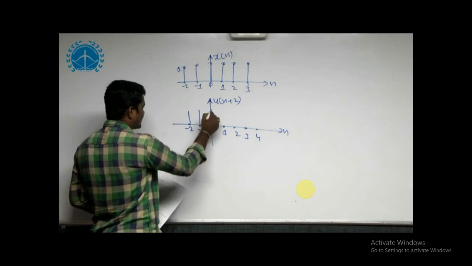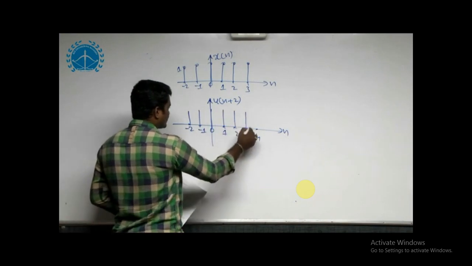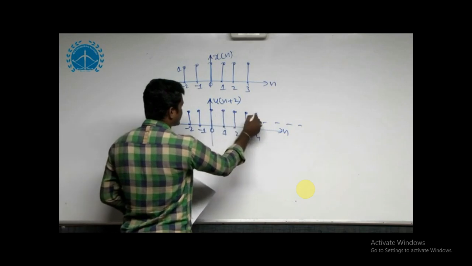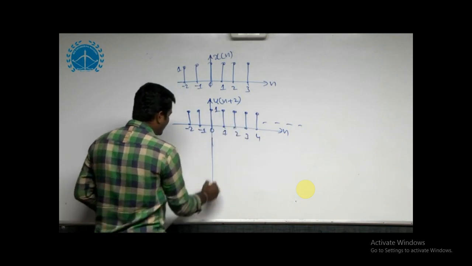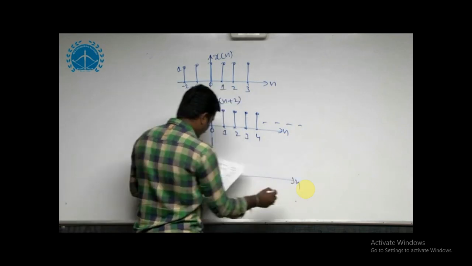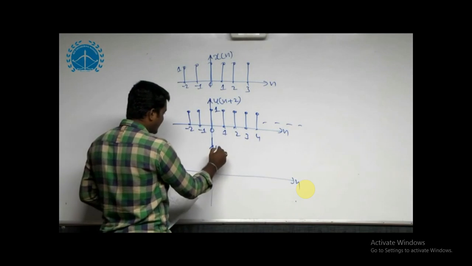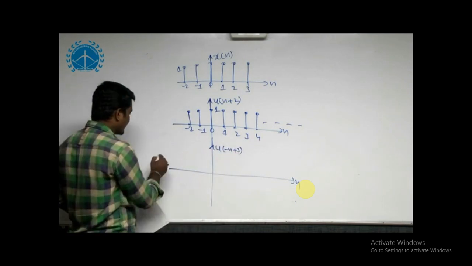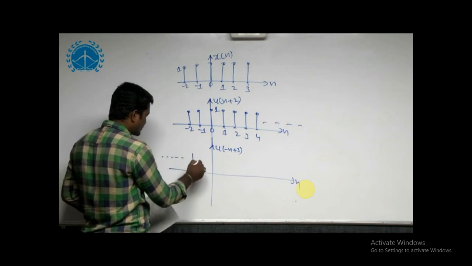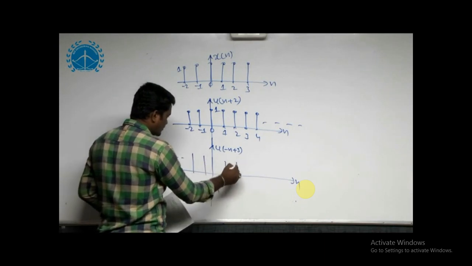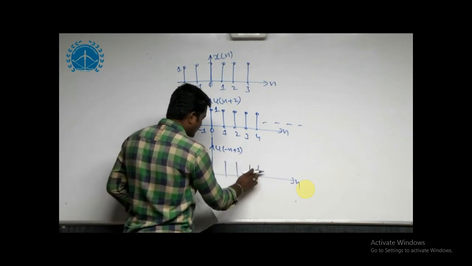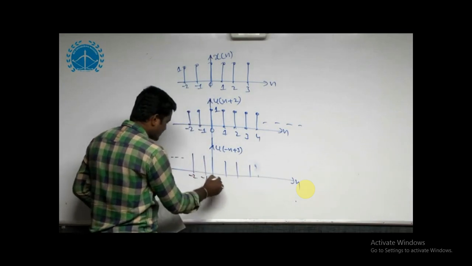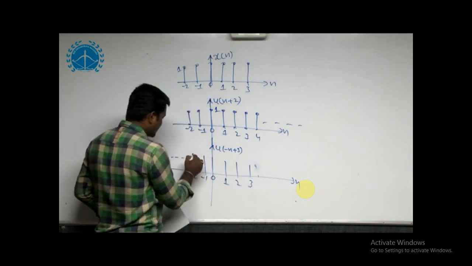So like this, up to so on. Amplitude is 1. This is u[n+2]. Next is u[-n+3]. u[-n+3] is extending from minus infinity to 3. So up to so on, -2, -1, 0, 1, 2, 3, up to 3, from minus infinity to 3. This amplitude is 1.